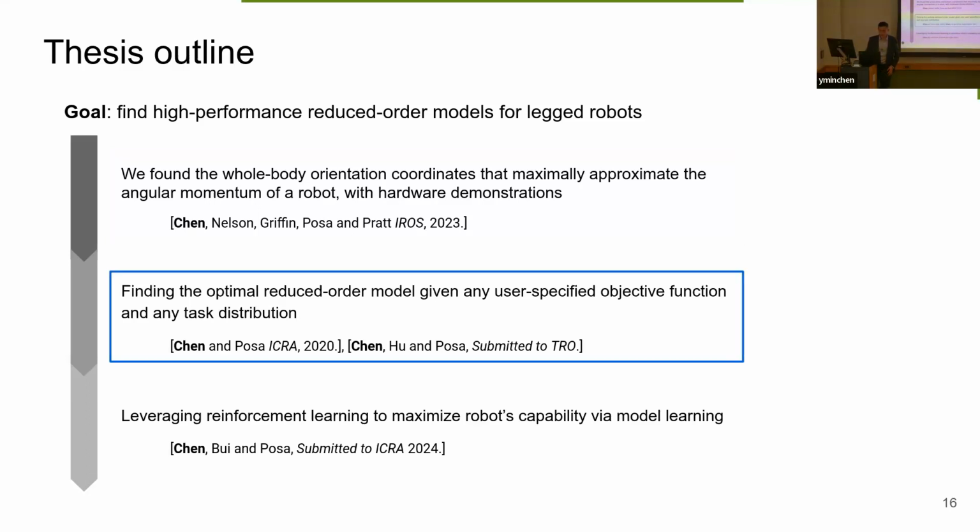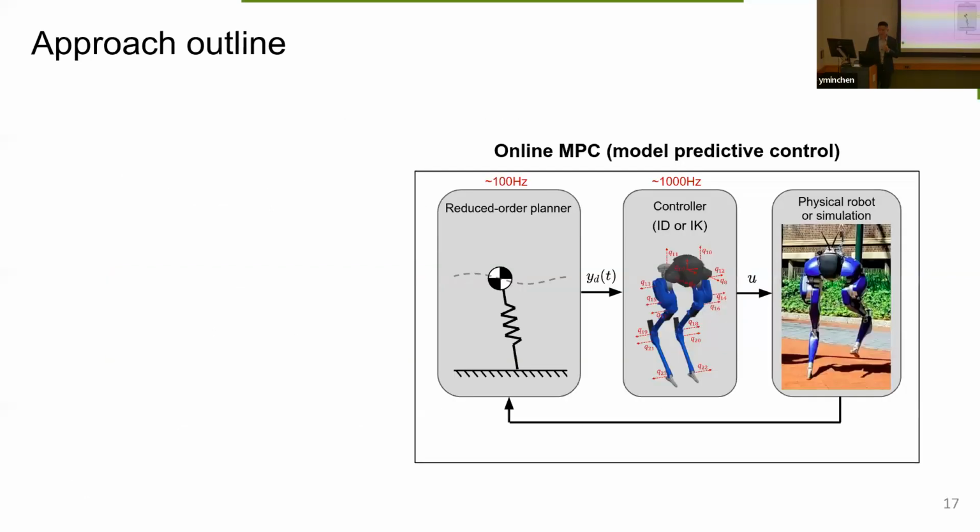Okay. Now I want to generalize the model optimization to any objective functions and any task distributions. Okay. So in the motivation, I mentioned model predictive control. And here are the details of it. So normally inside this MPC, we have a reduced-order model planner that plans for the desired center of mass trajectories and footstep locations. And we have the controller that tracks these desired trajectories.